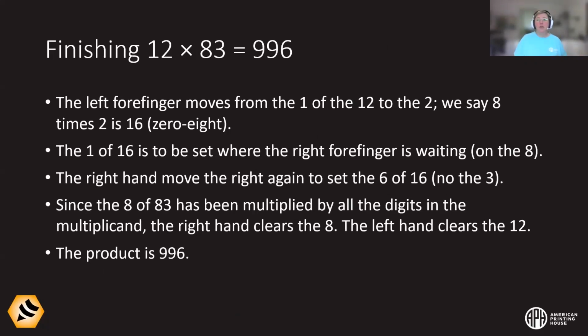The left forefinger moves from the 1 to the 2 and says 8 times what? 8 times 2 is 16. And it's not 0, 8, it's 1, 6. So the 1 of the 16 is set where the right forefinger is waiting on the 8. Move it to the right and set the 6 of the 16. Since the 8 of the 83 has been multiplied, you clear it. You clear the 12, and you get the product 996. Let's try that one together.